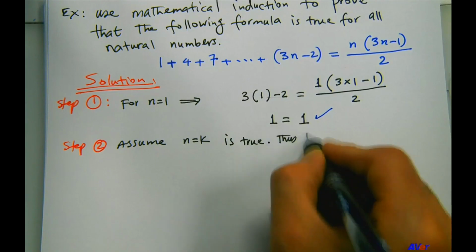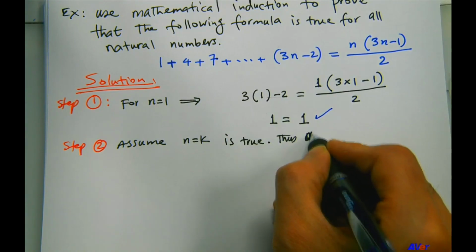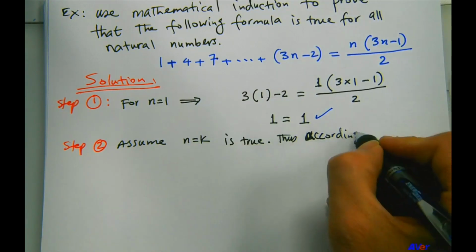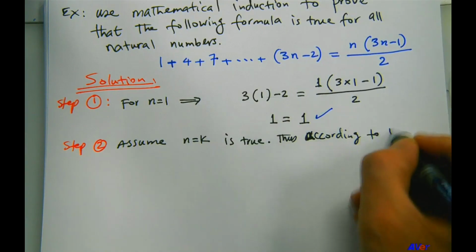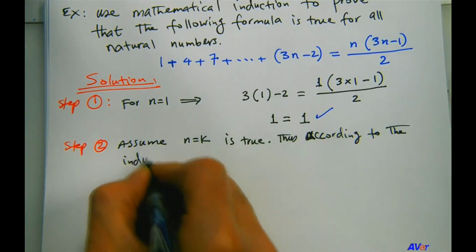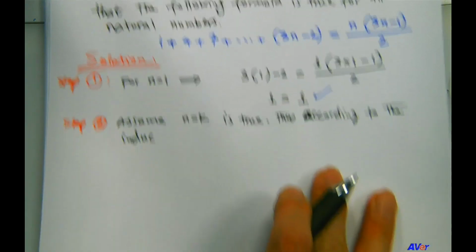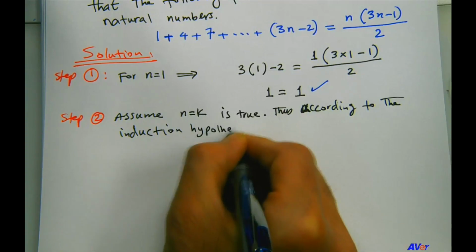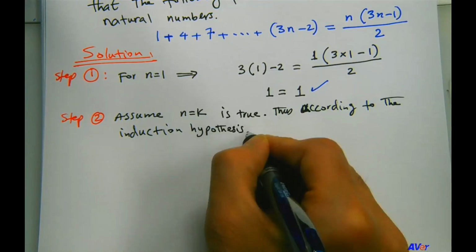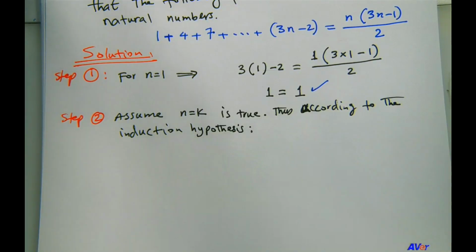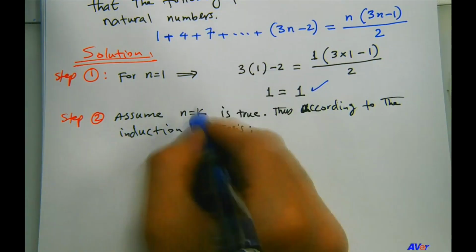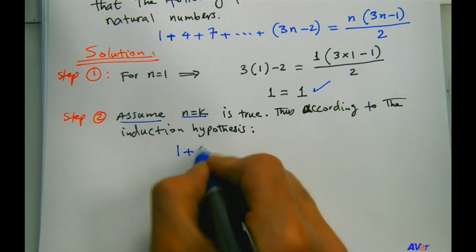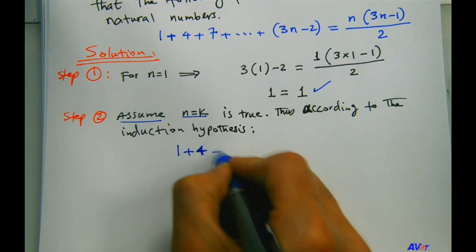So thus, according to, remember, this is the induction hypothesis, right? This step. According to the induction hypothesis, we can write, and we're going to assume that this is true. We're going to assume that this equation is true.